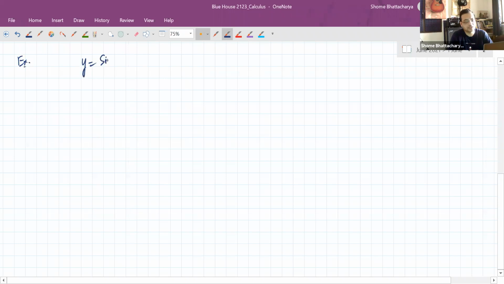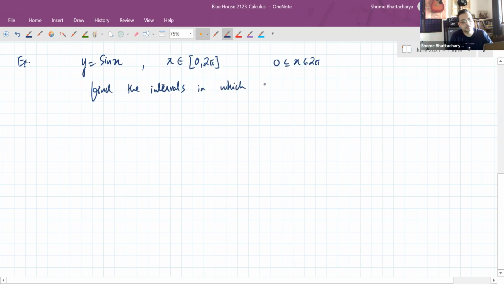We have, let's say, y is equal to sine x, and we are looking at the interval in general 0 to 2 pi. So x is greater than or equal to 0 and less than or equal to 2 pi. Now within this, we have to find the intervals in which y increases or decreases with respect to x. So one option is we already know the graph of sine x, so we can refer to the graph and come to that. But the other option is we can also use differentiation.